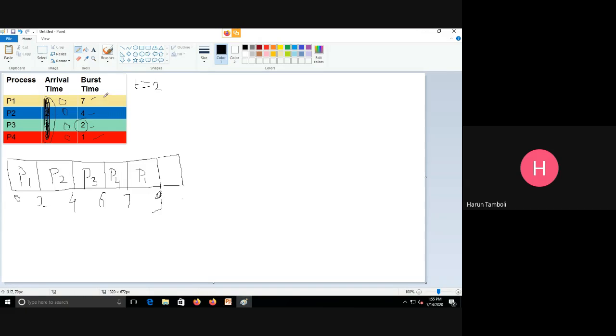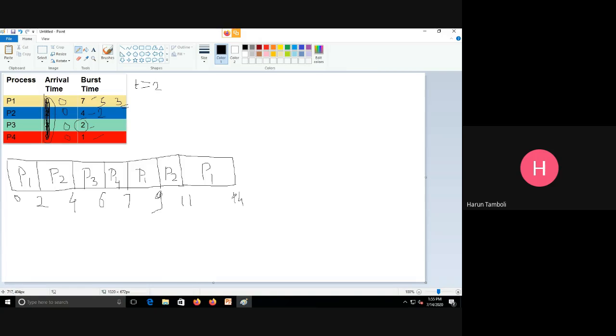So P1 had 5 remaining, now 3 remain. And how much was left for P2? 2 remained. Here P2's execution of 2 was complete and it requires 2 more. So P2 will get the processor and at 11 seconds it will completely execute. Now only one process remains, P1, with 3 seconds of execution left. So it will execute continuously.